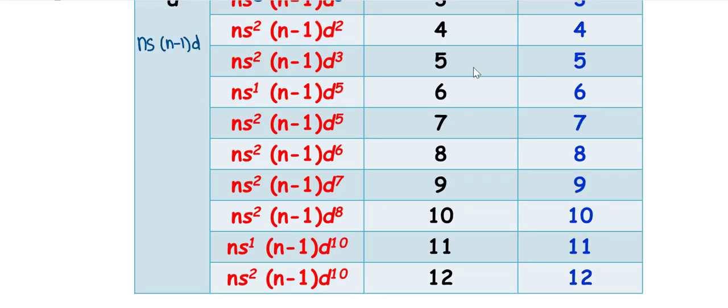If you look at group 6 and group 11, we have the valence shell ns1 and (n minus 1)d5. These two are the anomalous cases in the electronic configuration. We have the anomalous cases for chromium and also copper.